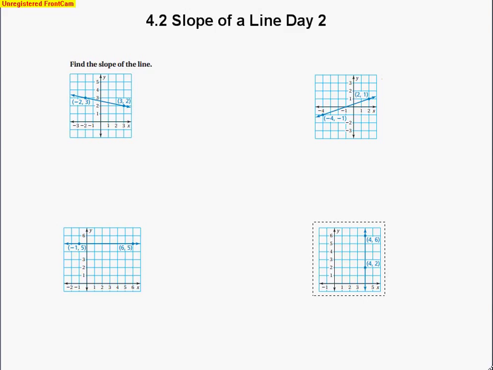This is the tutorial for Chapter 4, Section 2, Slope of the Line, Day 2. And so we're going to review what we had done yesterday, and that was find the slope of a line.